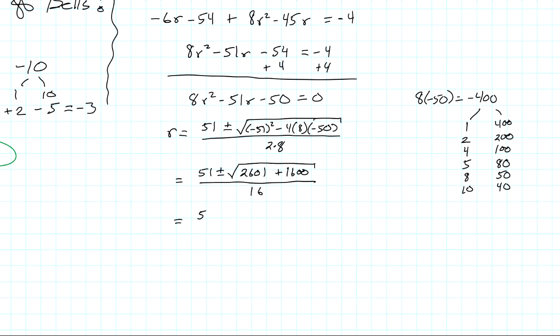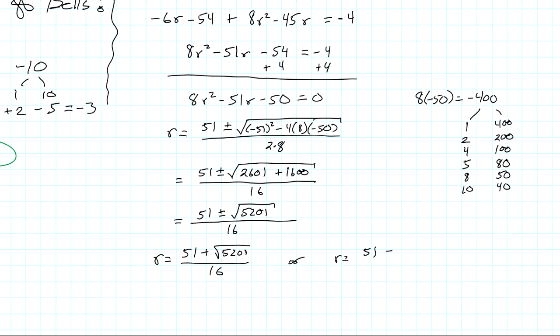So r equals 51 over, make sure that fraction bar doesn't start dropping that 51 off, plus or minus the square root of 5,201 over 16. So r equals 51 plus the square root of 5,201 over 16, or r equals 51 minus the square root of 5,201 over 16.